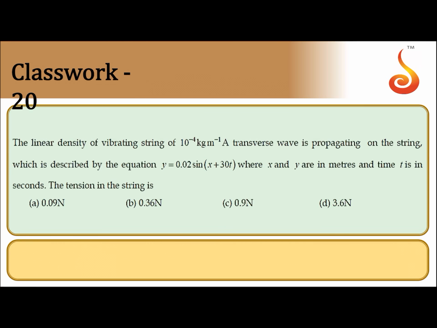Yes, we shall move on to next one. The linear density of a vibrating string is 10 power minus 4 kg per meter. A transverse wave is propagating on the string, which is described by equation y equals 0.02 sine of x plus 30t, where x and y are in meters, time t is in seconds. Then tension in the string is. So you need to find tension in the string.